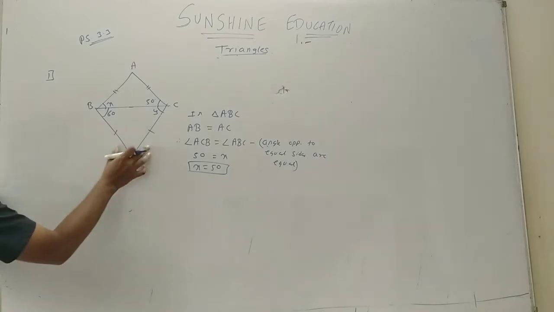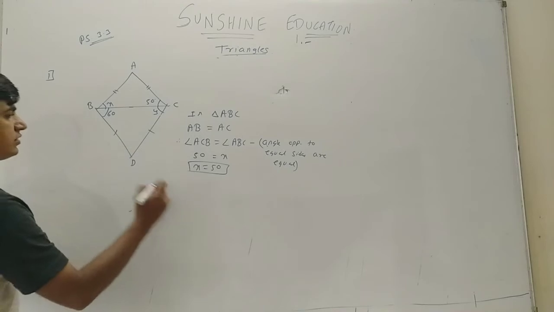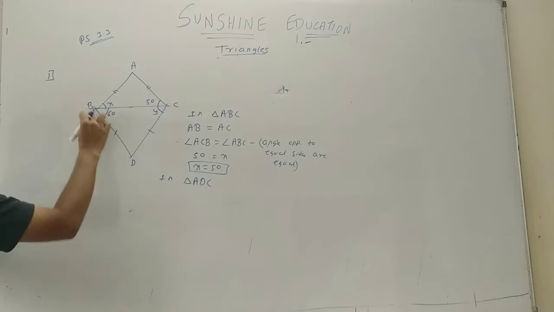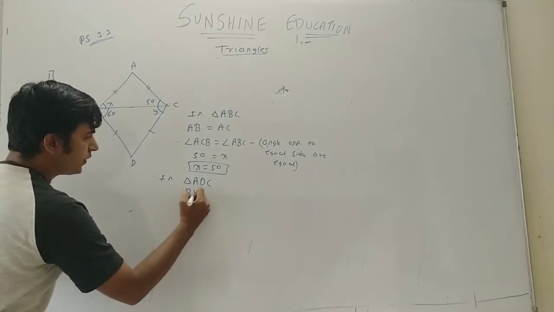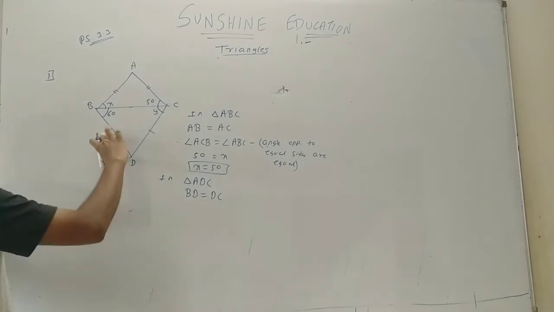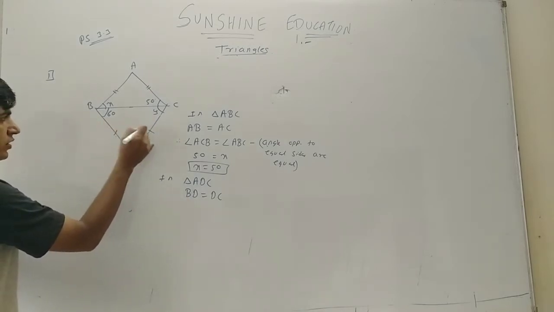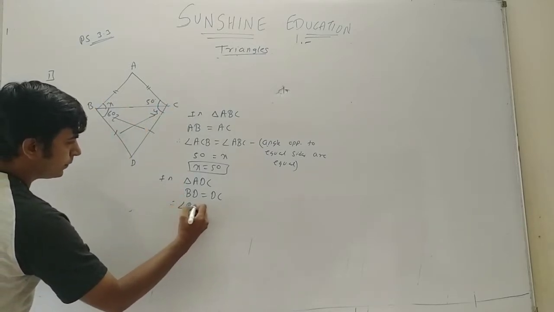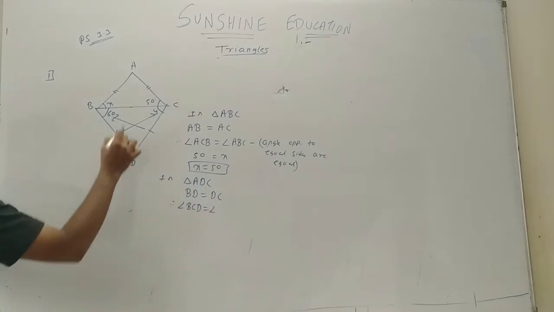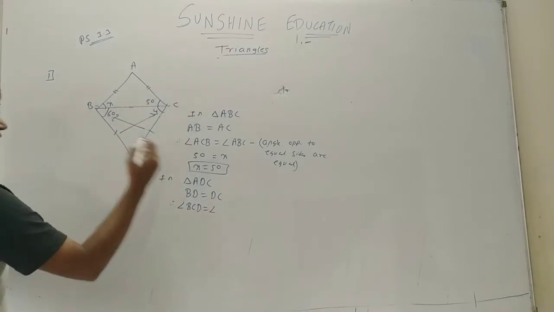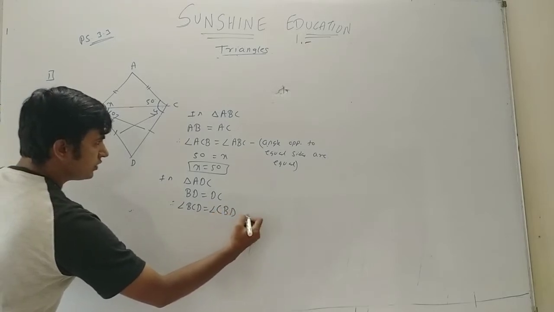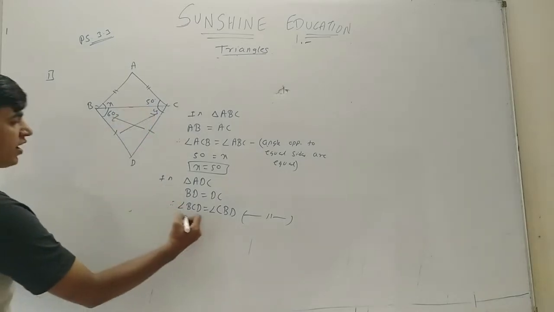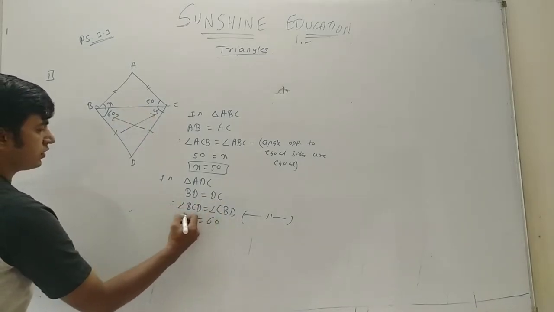Now in the second triangle, ADC, you can see that BD is equal to DC. Two sides are equal. Therefore, the angles opposite to them, that is BCD, is equal to CBD. You will write the same reason, just copy it down. So BCD, that is y, is equal to 60 degrees.